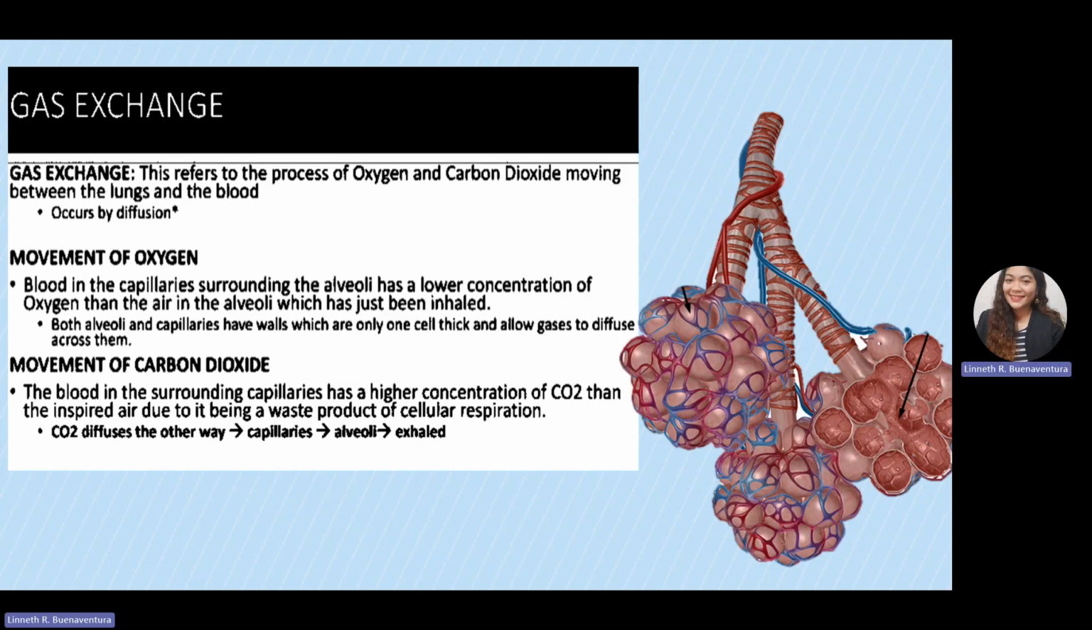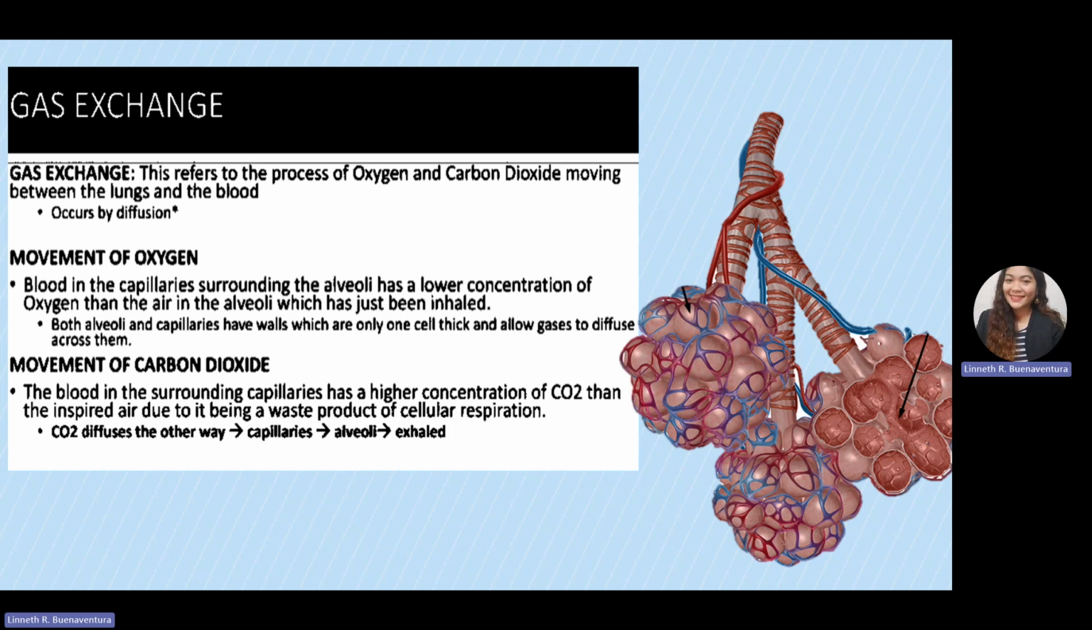Gas exchange refers to the process of oxygen and carbon dioxide moving between the lungs and our blood cells, the RBCs, which occurs by diffusion. So how does the oxygen move? The blood in our capillaries surrounding the alveoli, as you can see here in our PowerPoint, has a lower concentration of oxygen than the air in the alveoli, which has just been inhaled.